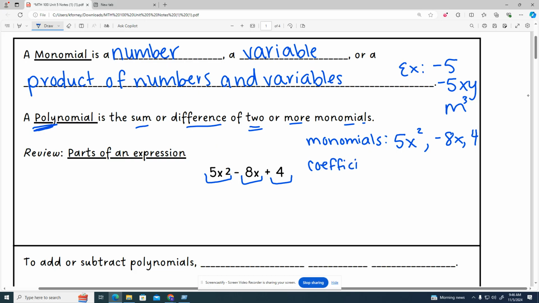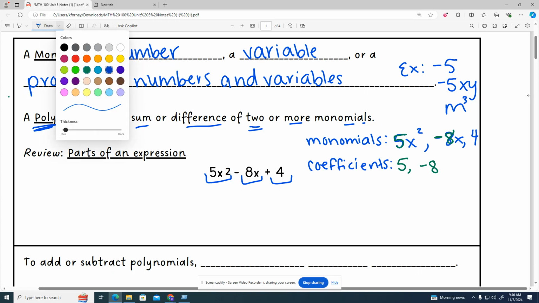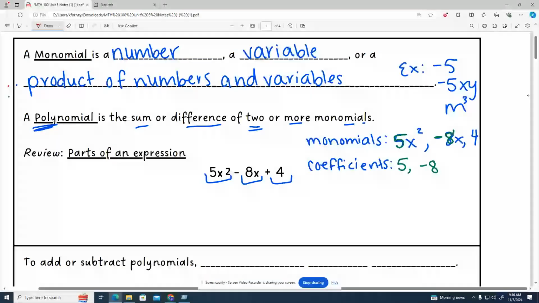Now, we have some coefficients. Coefficients are the numbers that are being multiplied with the variable part of the term. So, one of our coefficients is 5, and another coefficient is -8. Okay? Now, that 4, what does that 4 represent? What is that called? A constant. So the 4 is a constant.